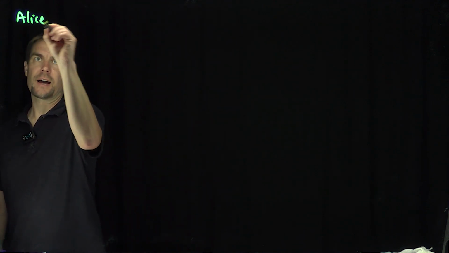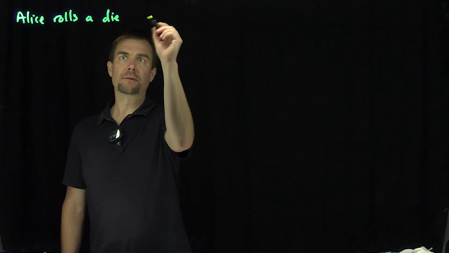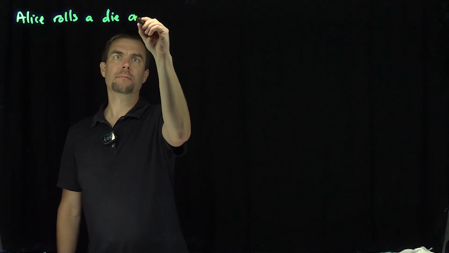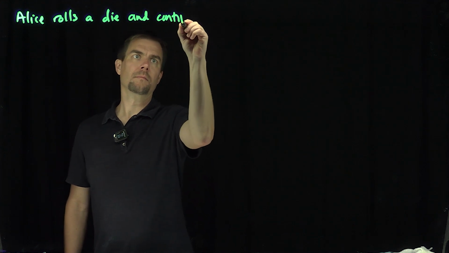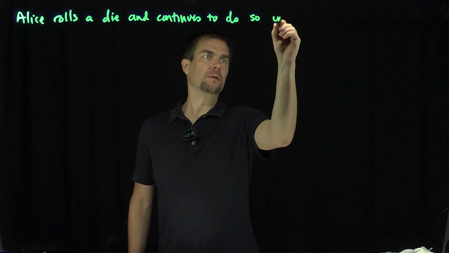Hello students, in this video we'll see a problem from the Lower Michigan Math Competition that involves the probability of counting the number of repetitions when you roll a die until you hit a 6. So here's the problem. It says that Alice rolls a die, and then keeps rolling the die until she hits a 6.